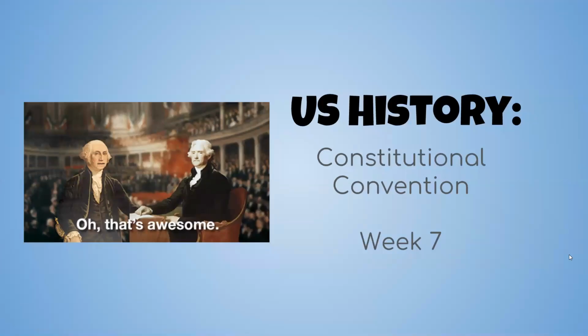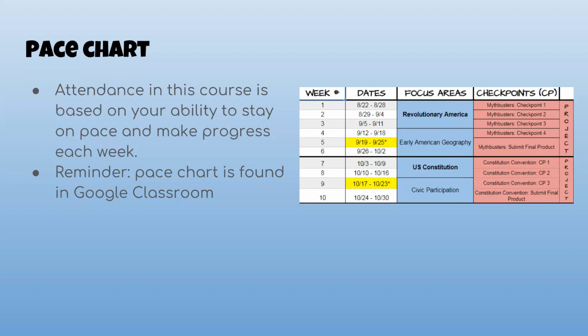Everyone, welcome to your U.S. History Week 7 launch. So if you're following along with the PACE chart, which I hope you are, you'll notice that we are now in Week 7, which runs from October 3rd to October 9th.